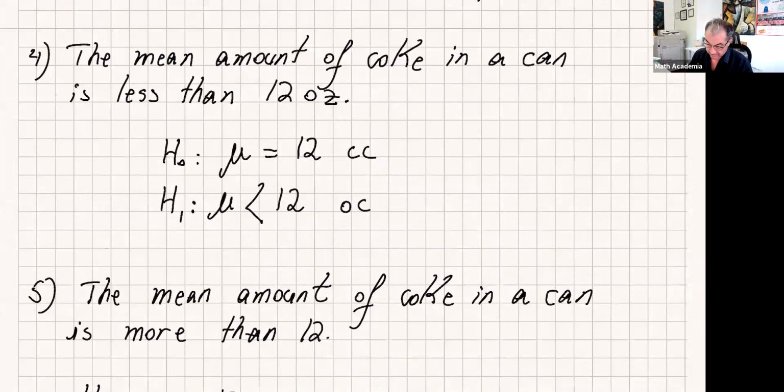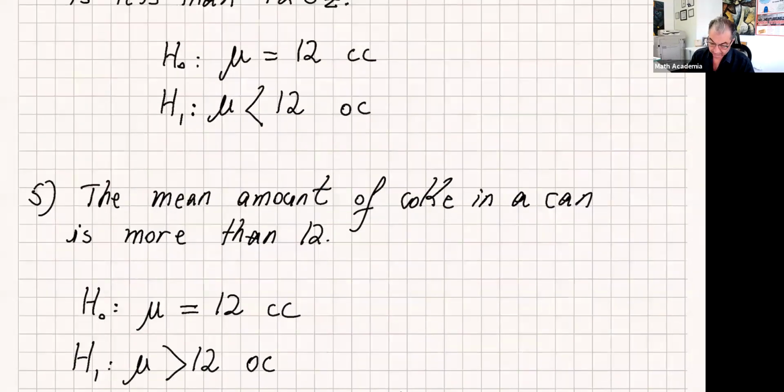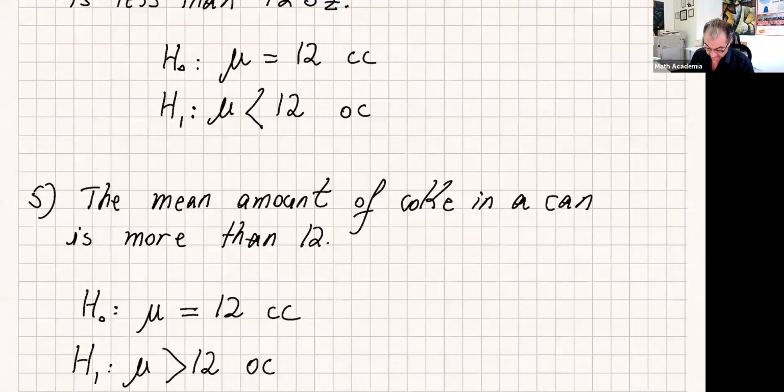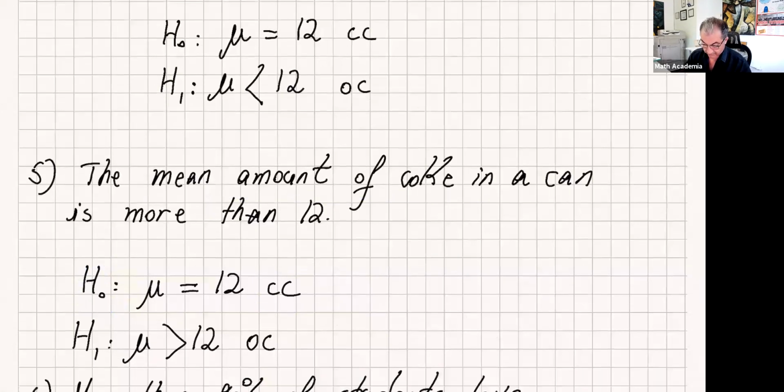Next example, the mean amount of Coke in a can is more than 12. So again, if we write that, I'm not going to erase this, but you just write that first: the mean is more than 12. There is no equal sign, so therefore that's H1. And H0 right away, you put the mean equals to 12. So H1 in this case is the original claim because we wrote that first from the problem. And of course, H0 becomes the counterclaim.